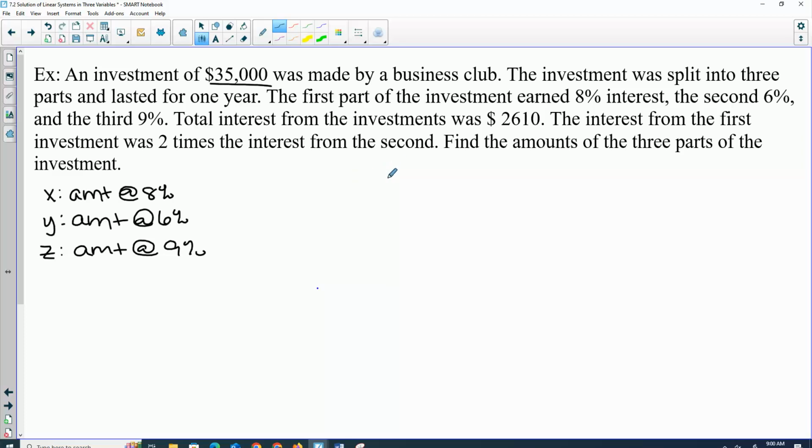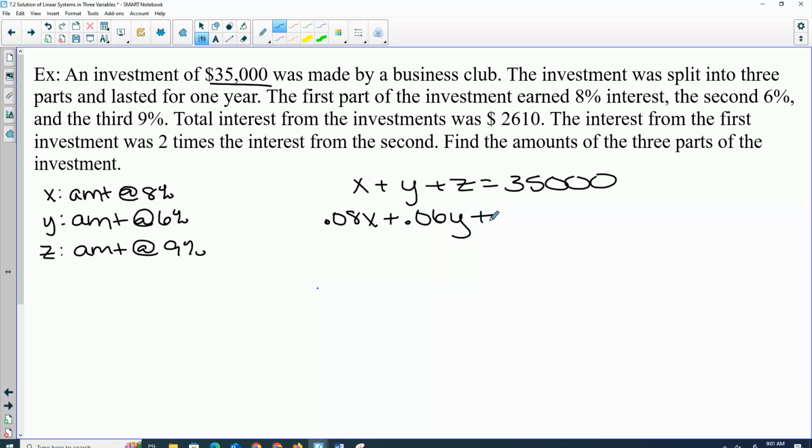So what's the first equation? x plus y plus z is 35,000. Okay. So for my interest, x is the amount at 8% interest, so 0.08x. y is the 6%, so 0.06y. z is 9%, so 0.09z. Equals my total interest, which was $2,610.